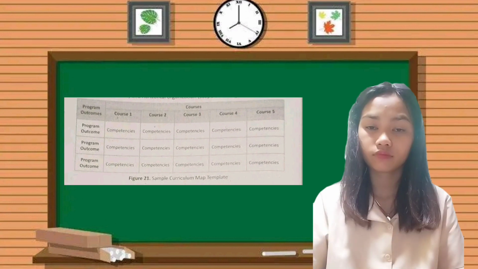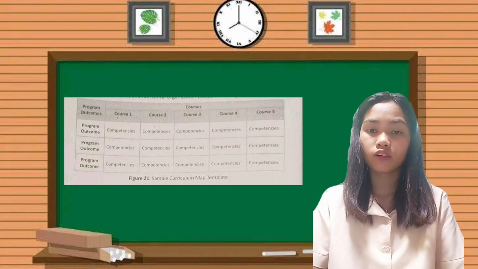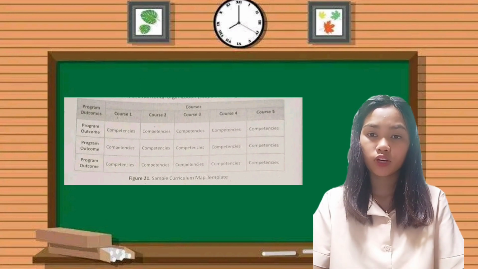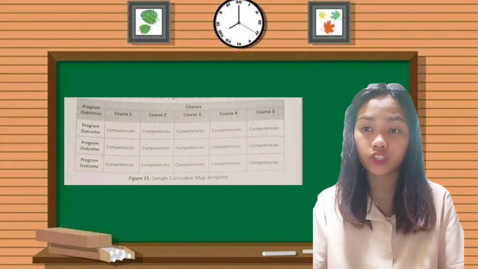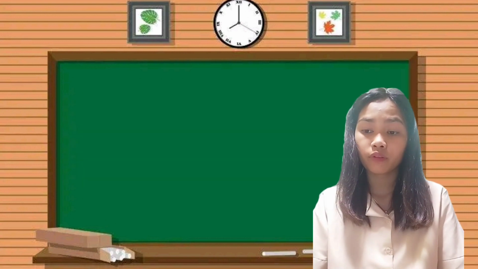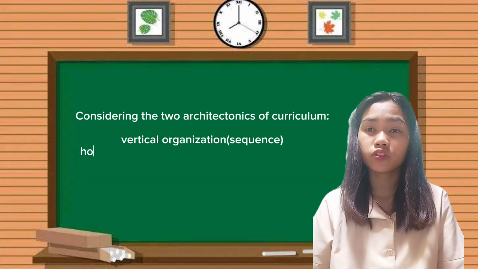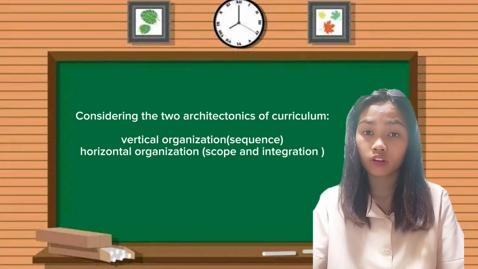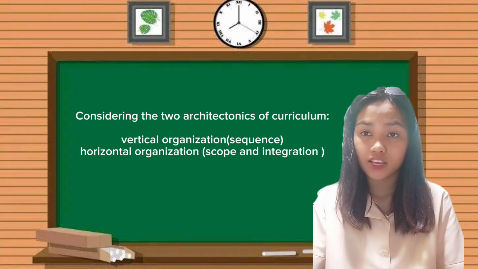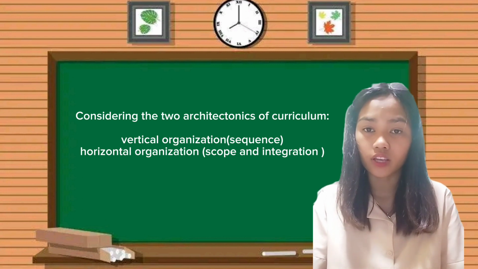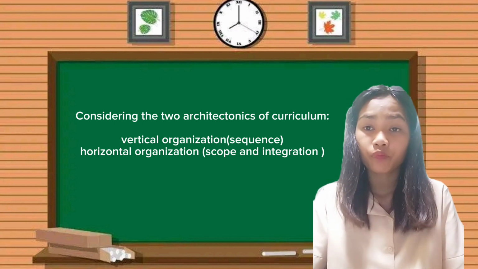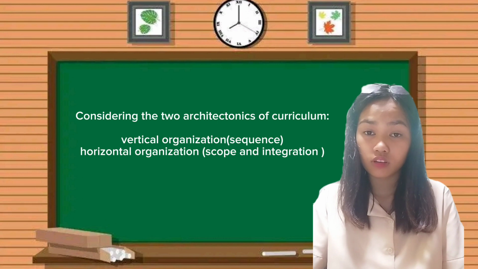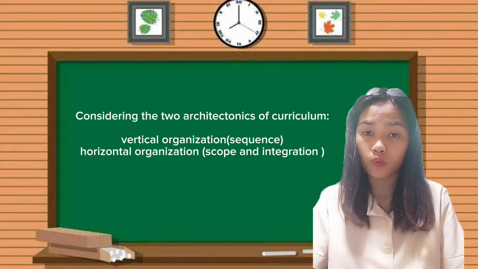You have to list the competencies, and the course 2, you have to list the competencies also, and so on and so forth. In the curriculum map, the contribution by each course to achieve the expected learning outcomes should be clear. And then it is necessary to see that each set of course competencies be logically organized in a spiral progression. And then, considering two architectonics of the curriculum. What are those? Vertical organization, and horizontal organization. In vertical organization, it is also what we call the sequence. While the horizontal organization, it is also what we call the scope and integration.